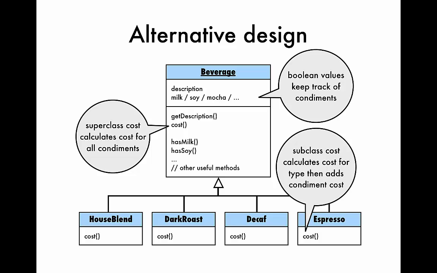true. The cost functions for the concrete classes overrode the cost function of the abstract beverage class in the following way. It called the superclass cost method to get the cost of all the condiments, then added its own cost, the cost for the base beverage, to the total. So this is the design.